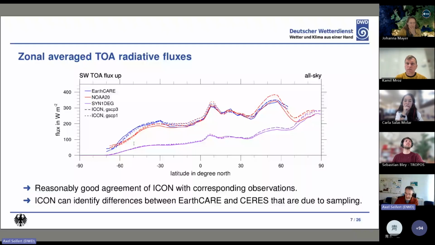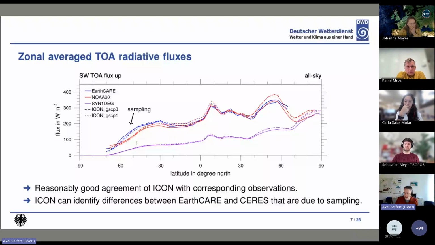And where all the red lines deviate from all the blue lines, this is clearly a difference in sampling, because ICON also shows this, and ICON is sampled consistently with each observing system. So when all blue and all red are together, this indicates that the difference is due to sampling.